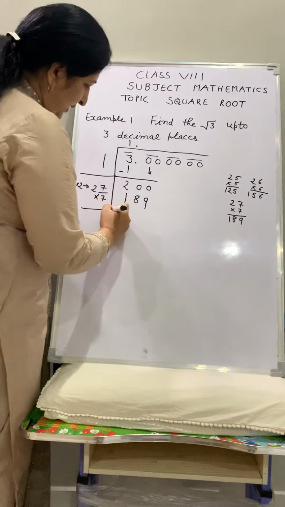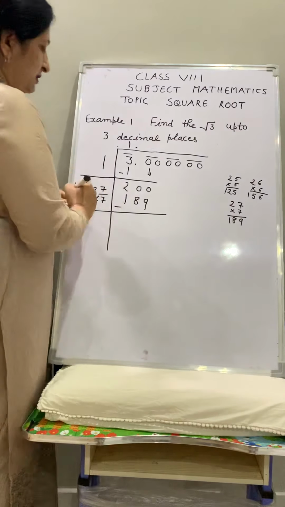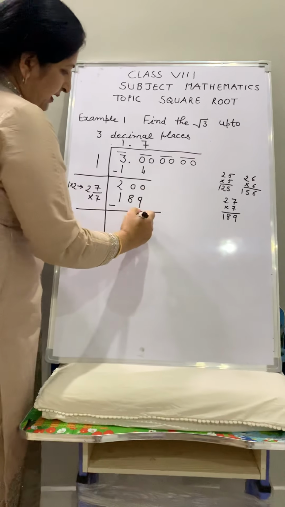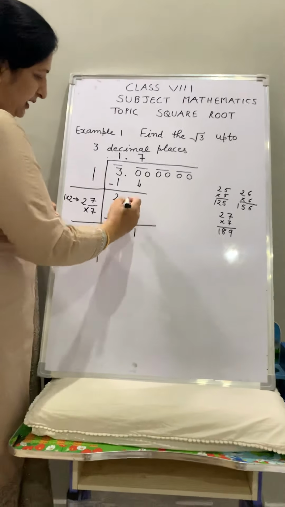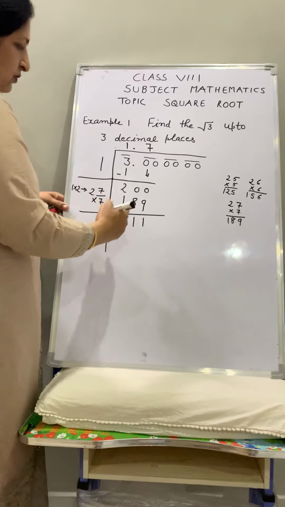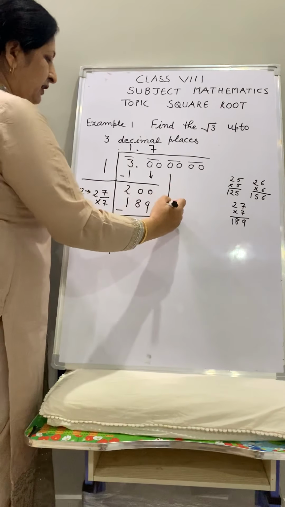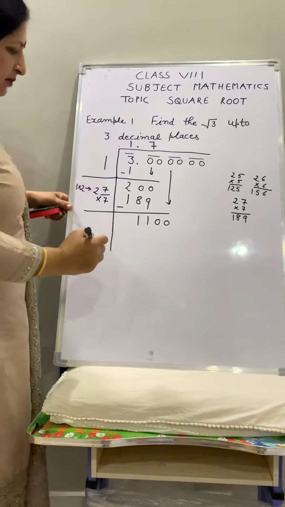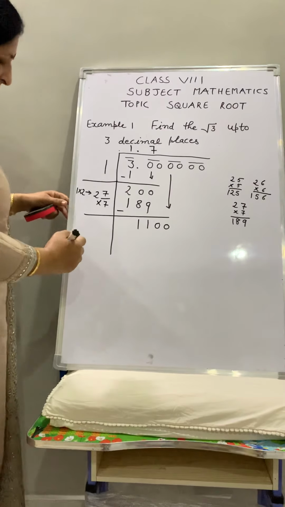Then we will subtract and we will write here 7. 10 minus 9 is 1 and 9 minus 8 is 1. 1 minus 1 is 0. Now bring down the next period. The new dividend will become 1100.